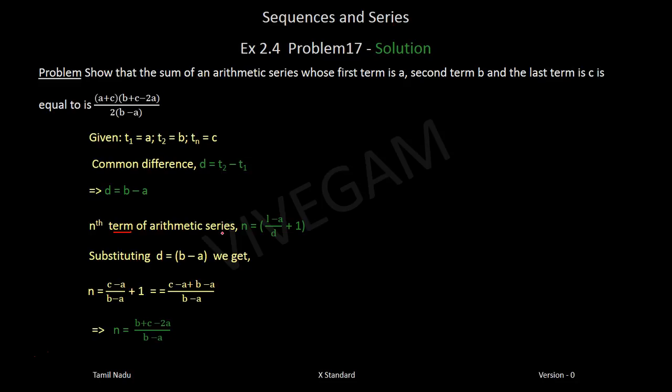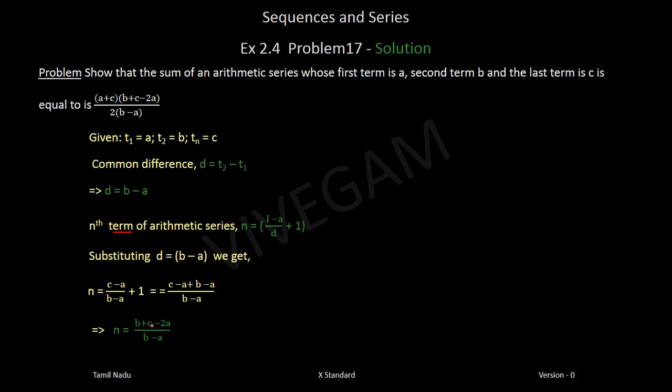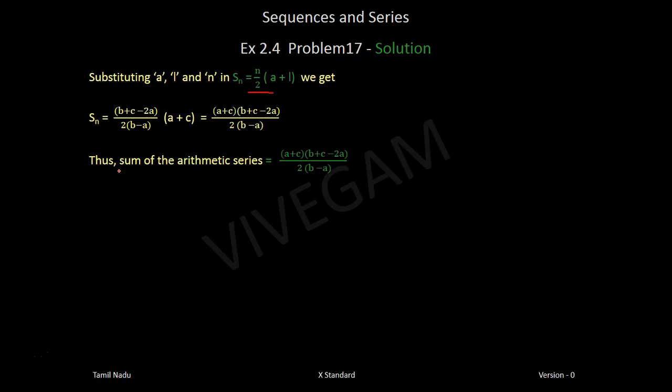We have found d, we have found n. What is next? We have to calculate Sn. That's the third step, because the expression is given for Sn. So we'll have to calculate Sn. What is Sn? Sn is n by 2 into (a plus L). Okay, now let's substitute n, which we just calculated to be (b plus c minus 2a) divided by (b minus a).